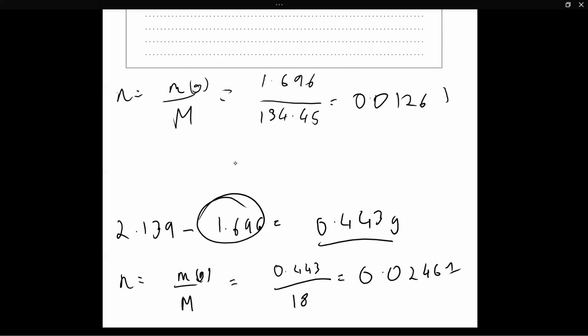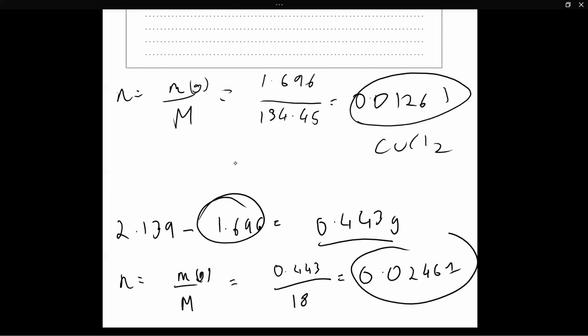Now that we found out the number of moles of both CuCl2, copper 2 chloride, and H2O, we need to see what their ratio to each other is in order to determine X. We can clearly see that H2O is in a larger quantity in terms of moles than copper 2 chloride, right? We have 0.02461 moles of H2O, whereas we only have 0.01261 moles of copper 2 chloride. So to find out the ratio, we need to divide the number of moles of H2O by the number of moles of copper 2 chloride, because that's how we find ratios, right?